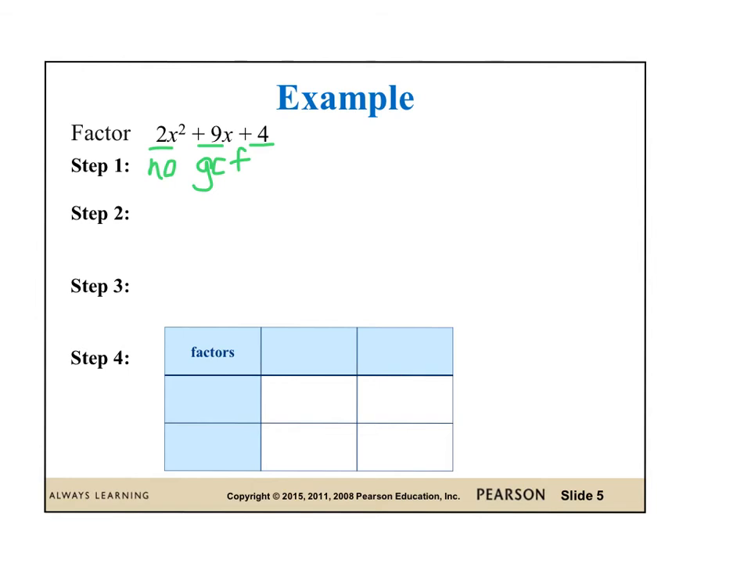So that means that our next step is going to be to put our 2x squared in our first box and our plus 4 in the last box. And the other two boxes will consist of two factors that will add up to give us positive 9x. And those two factors are going to be two factors of 2 times 4 with an x in each one of these boxes because, of course, to get 9x, we're going to have an x in each box. So we need 2 times 4, which is 8.